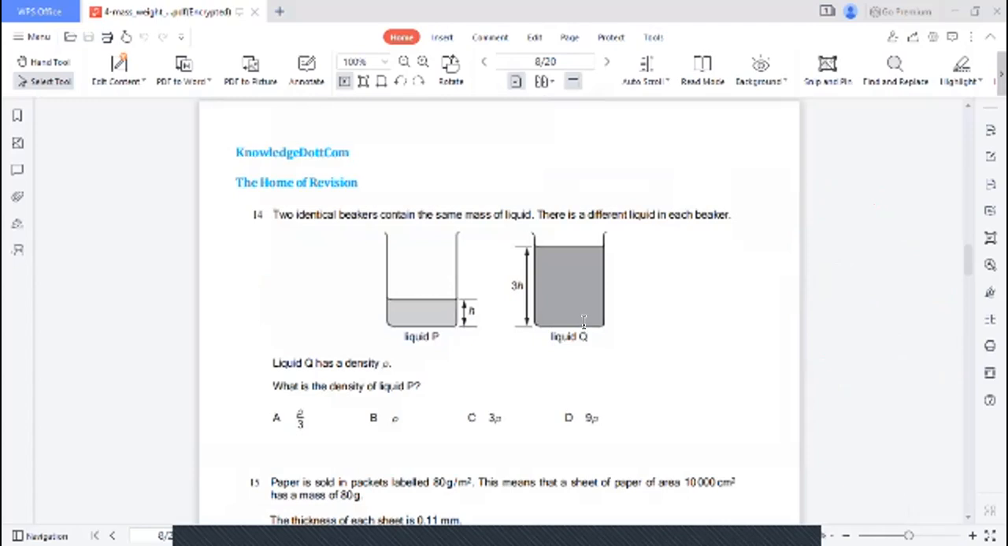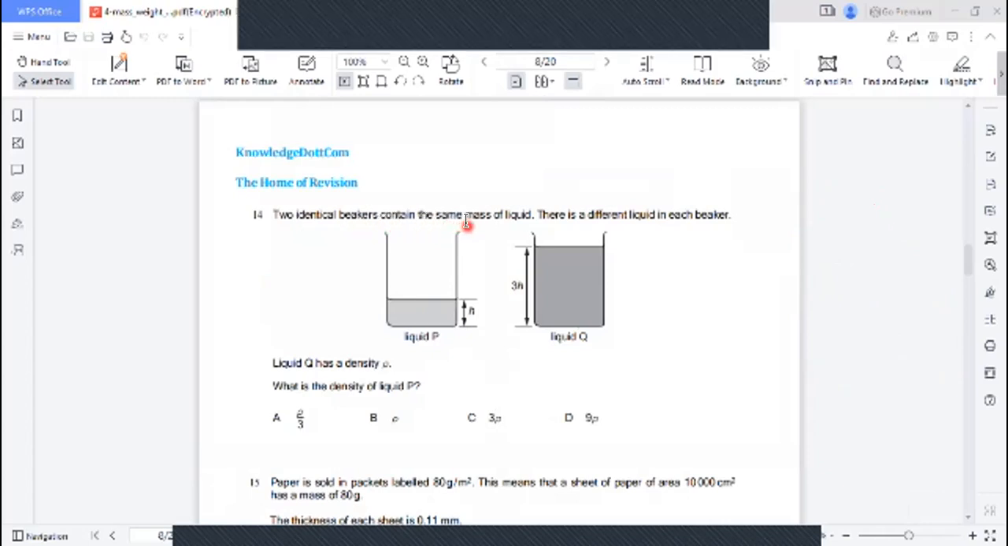Okay, now number 14. Two identical beakers contain the same mass of liquid. There is a different liquid in each beaker, but the masses are the same and their volumes are different. Liquid Q has a density rho. What is the density of liquid P?